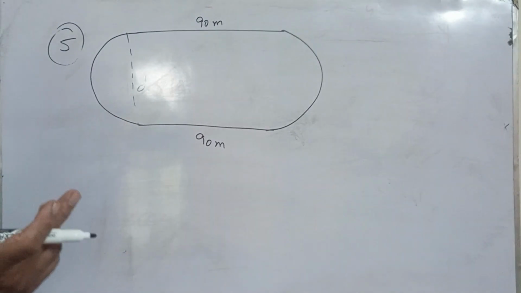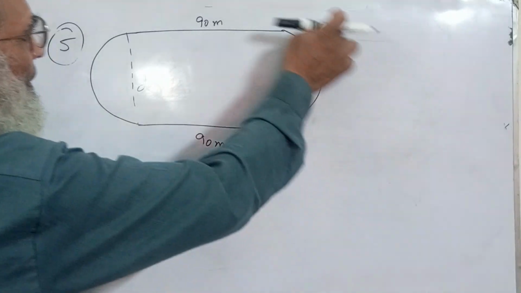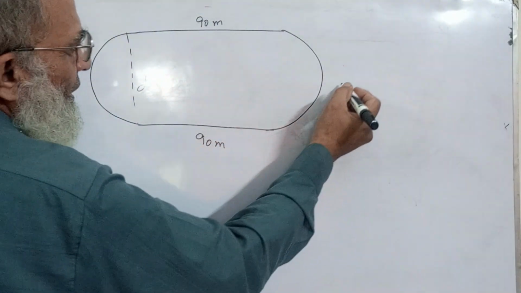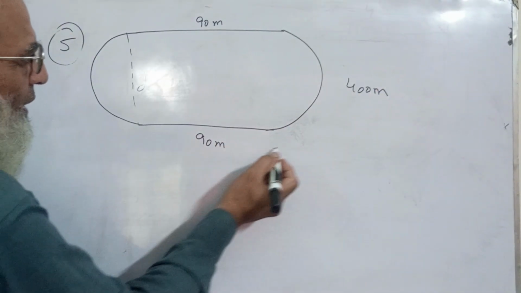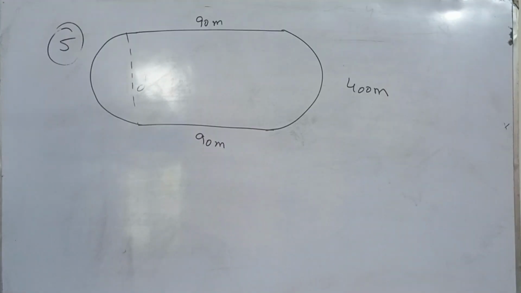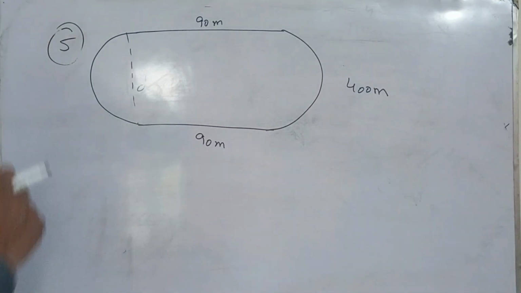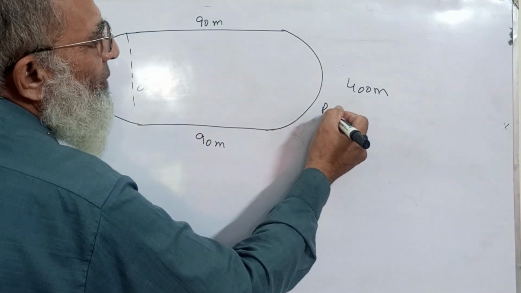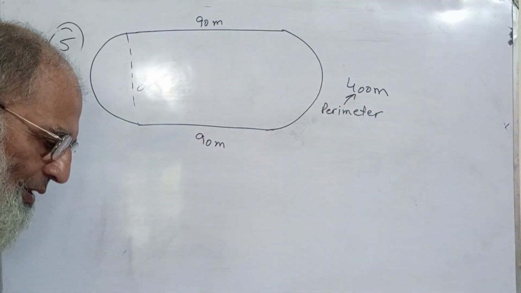Now, what does running track mean? When you are in the field of track and field race, there is a track of 400 meters. You have to start running from here and up to here. It is 400 meters. So it is given that the track is 400 meters. That means the perimeter is given.